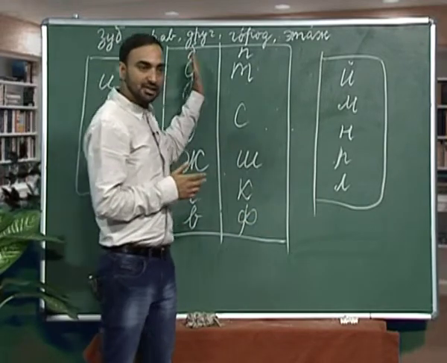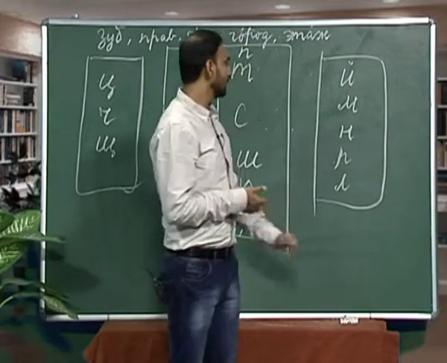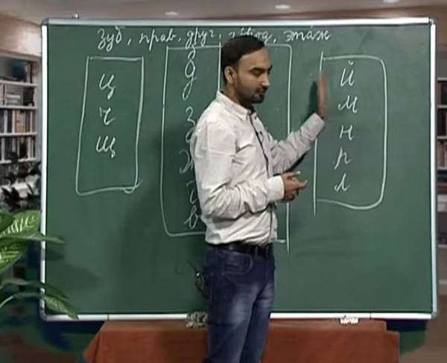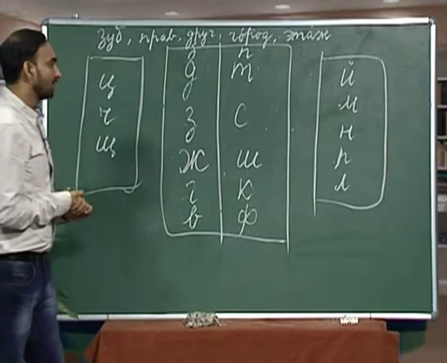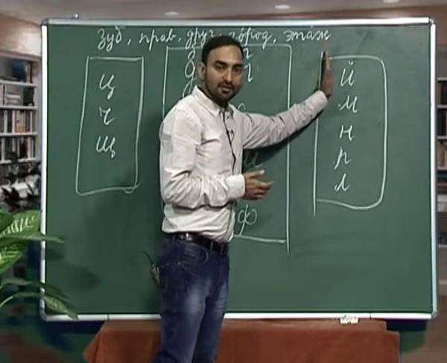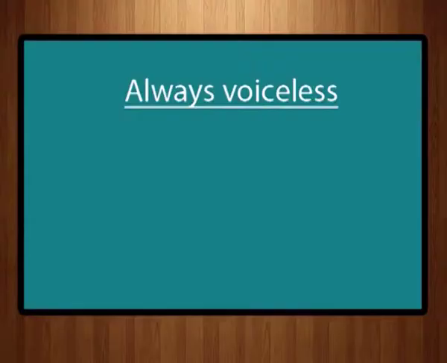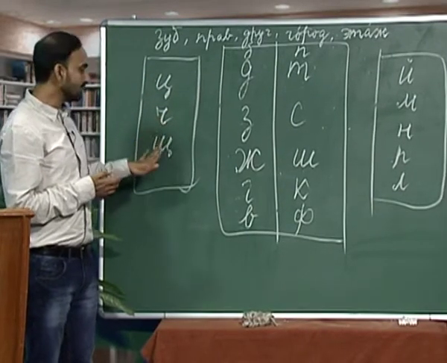So, in addition to these consonants, there are some consonants which are always voiced. Look at them: Y, M, N, R, L. So, these consonants are always voiced in the Russian language, and apart from the voiced consonants, there are certain consonants which are always voiceless. They are ts, ch and shch.